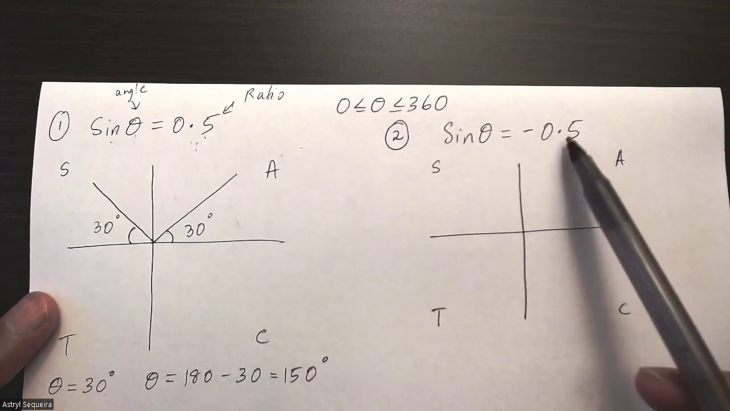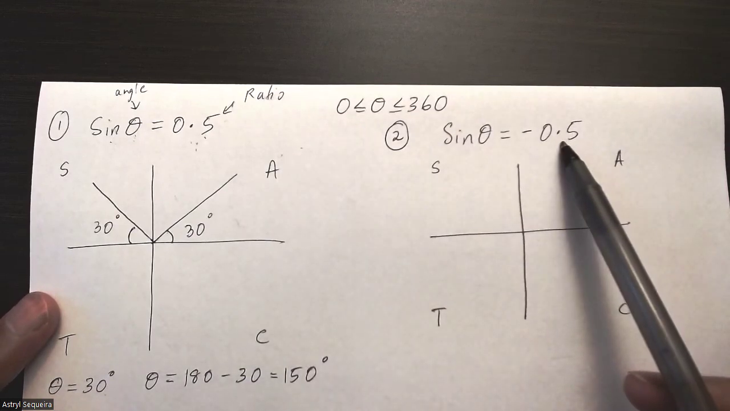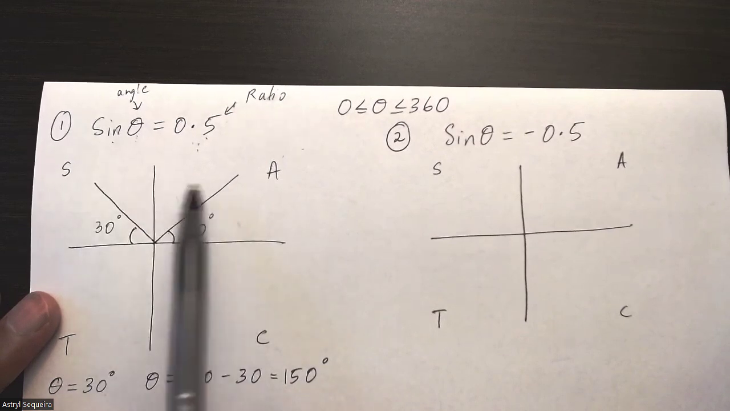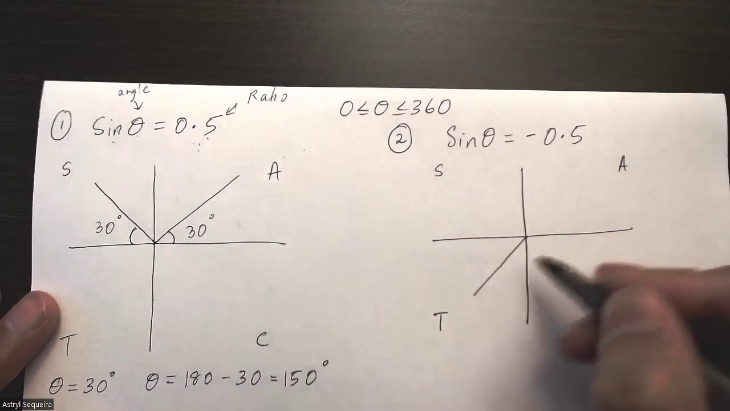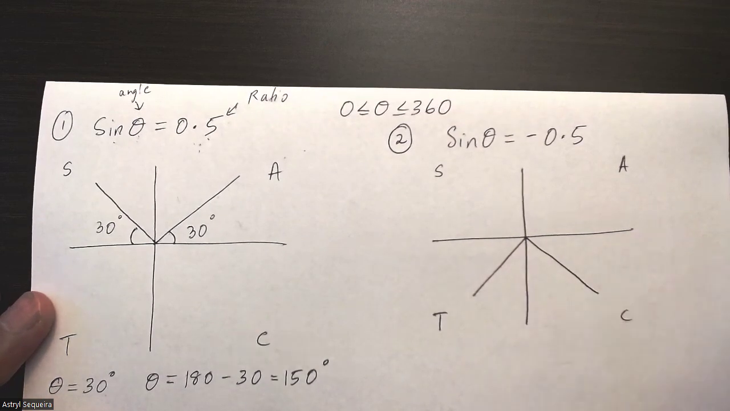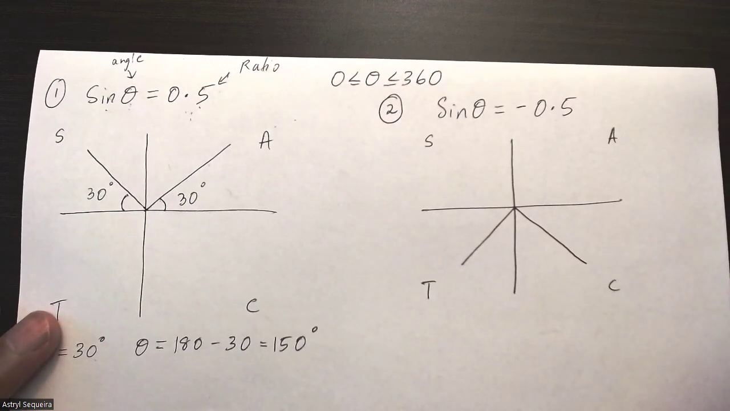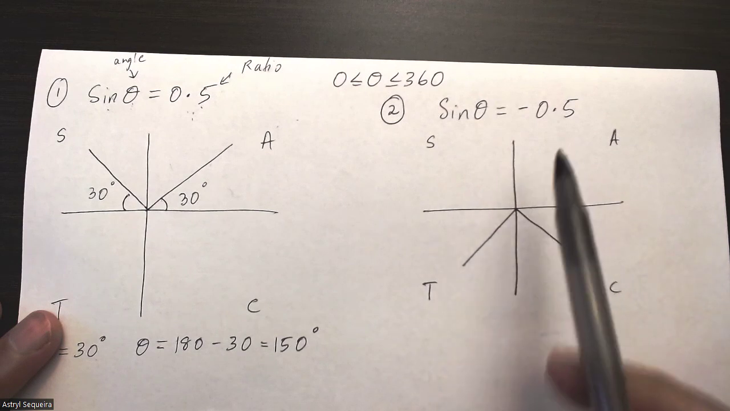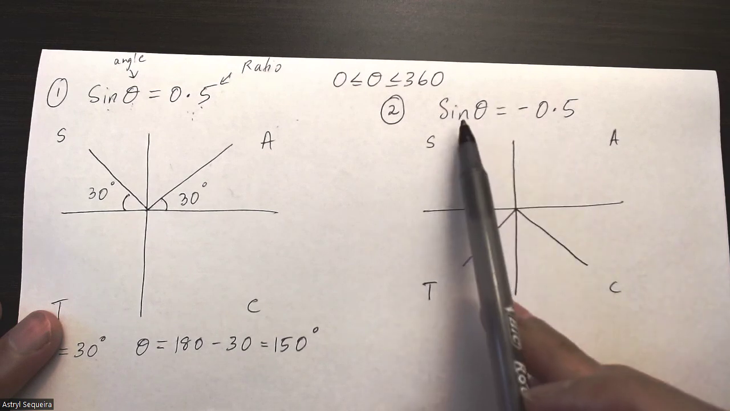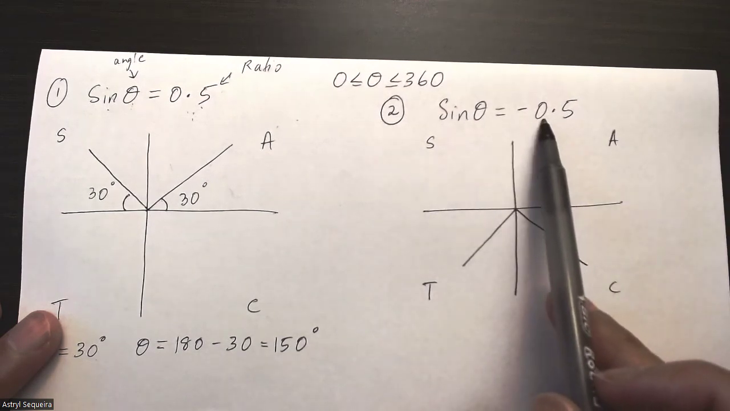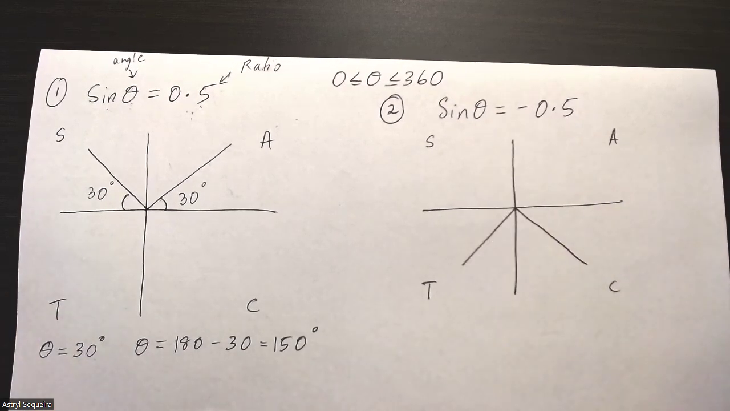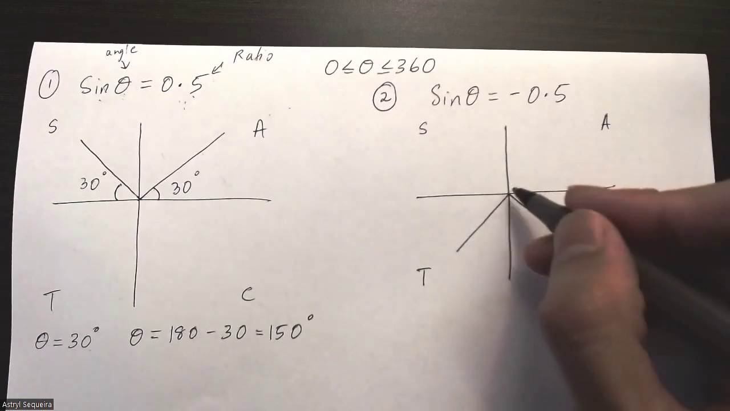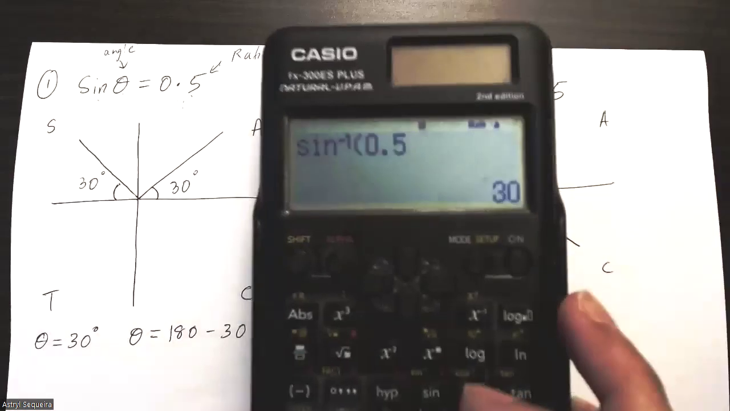In this question, my ratio is negative. So if sine is positive in the first two quadrants, it means sine is negative in the final two quadrants. Okay, opposite of positive are negative. I'll do the sine inverse of positive 0.5. Do not include the negatives to find your acute angle. And guess what? If I put this in my calculator, I'll get the exact same answer.